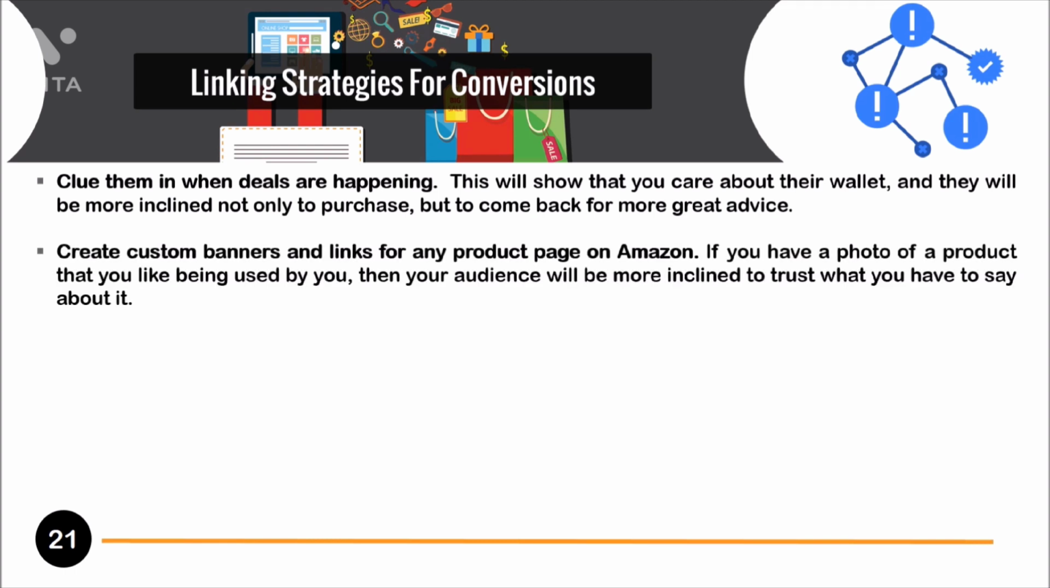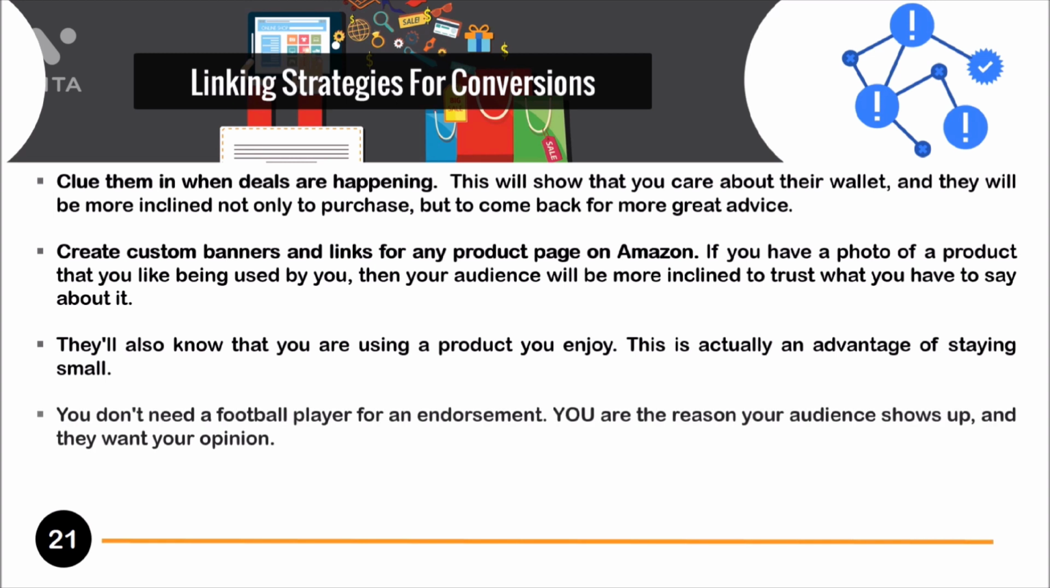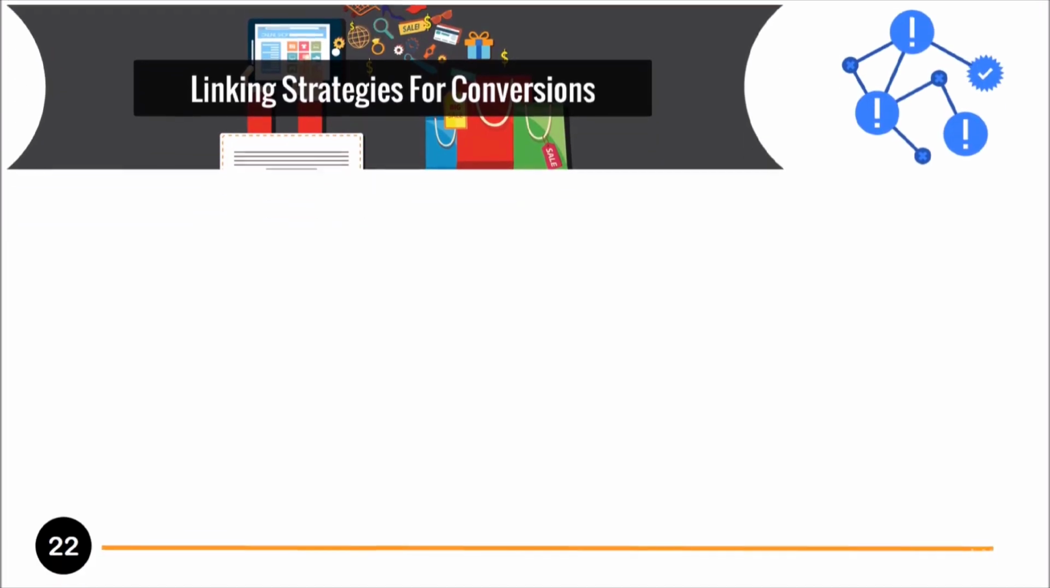Create custom banners and links for any product page on Amazon. If you have a photo of a product that you like being used by you, then your audience will be more inclined to trust what you have to say about it. They'll also know that you are using a product you enjoy. This is actually an advantage of staying small. You don't need a football player for an endorsement. You are the reason your audience shows up, and they want your opinion.